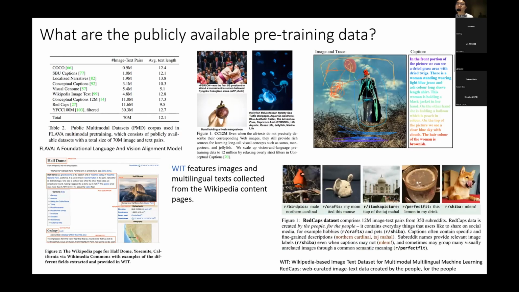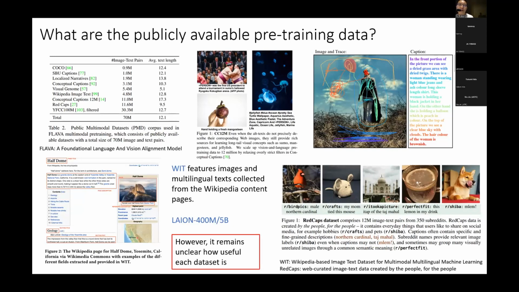We also have RedCaps, collected from subreddits, right? So it's a data set created by the people and for the people, because it contains everyday things that users like to share on social media. And we also have LAION 400 million and 5 billion data sets, right? They released the data set.